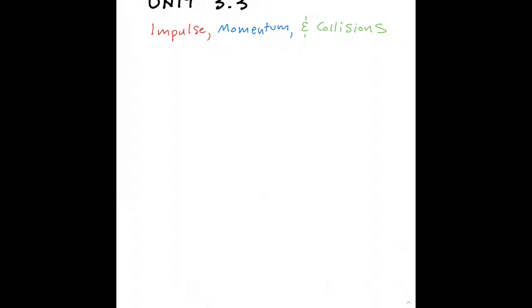Okay, here's the introduction to Unit 3.3, which is our study of impulse, momentum, and collisions. So we'll start by simply defining what we mean when we talk about the quantity known as impulse. So impulse is symbolized with the letter J, don't ask me why.